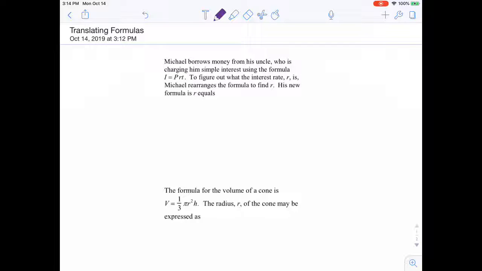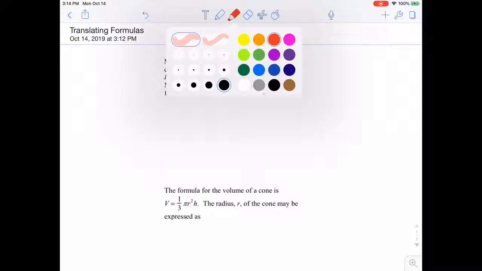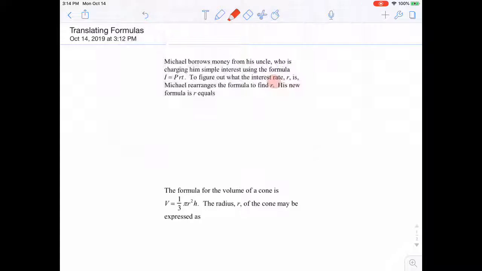So the first example we have here, Michael borrows money from his uncle, who is charging him simple interest using the formula I equals PRT. To figure out what the interest rate R is, Michael rearranges the formula to find R. His new formula is R equals what? So what they're asking us here is to get R by itself. We want to get R by itself there.